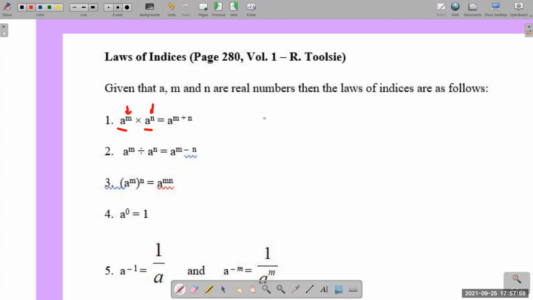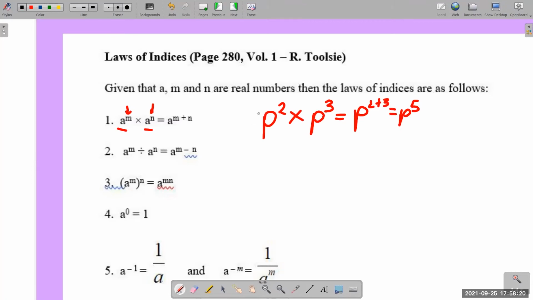So let's look at an example. If I have p to the second power times p to the third power, what will be the answer, guys? We know what we're supposed to do with the powers. Add: p to the 2 plus 3, which is equal to p to the 5th power. How do we know that is true?